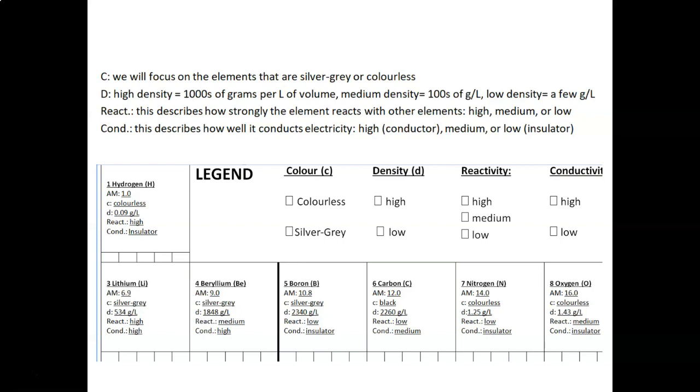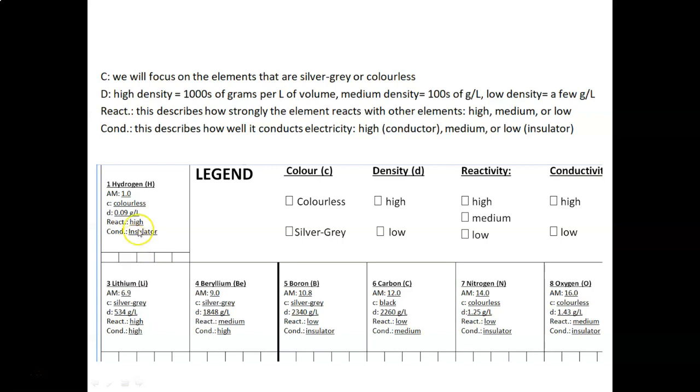Okay, so first off, you're going to have to take the sheet that you're given with the properties and color them so that you can see the pattern. For each element, we have their atomic mass, their color, their density, their reactivity, and their conductivity. Then we have a number of squares underneath that we can use to color code each of these properties. For example, if they're colorless, I'll leave the square for color blank, but if they're silver gray, I'll color it gray. Or if they're like carbon, where they're black, I'll color the square black.